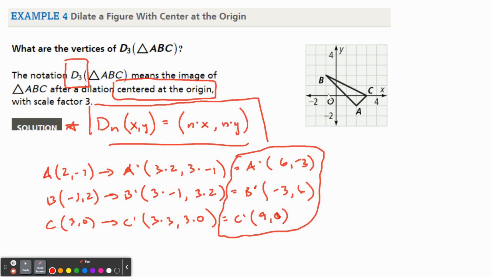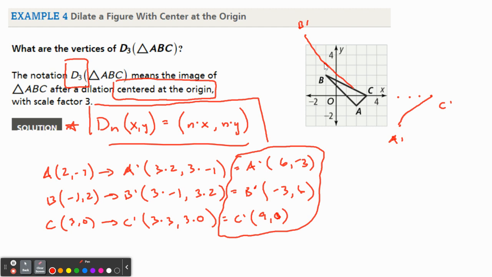Now I do want to graph these real fast. Sorry that I did not extend the graph enough. But I want to point out something about this idea of center of dilation, pre-image, image. So A prime would be at 6, -3. There's A prime. B prime is at (-3, 6). So there's B prime. And then C prime is way out here at (9, 0). There's C prime.